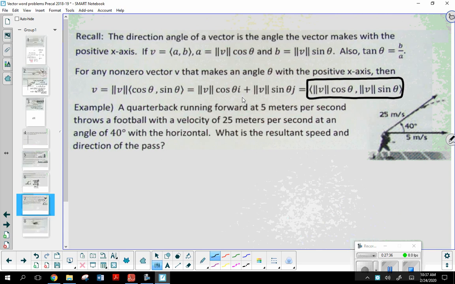The positive x-axis. We've also got the direction angle: tangent of theta is equal to b divided by a. We're going to be using these in this problem. Okay, so let's see what it says.